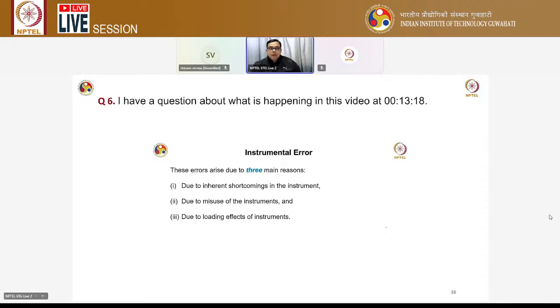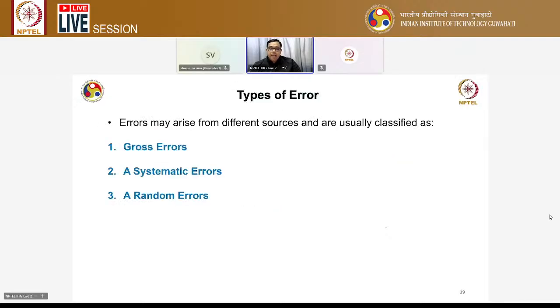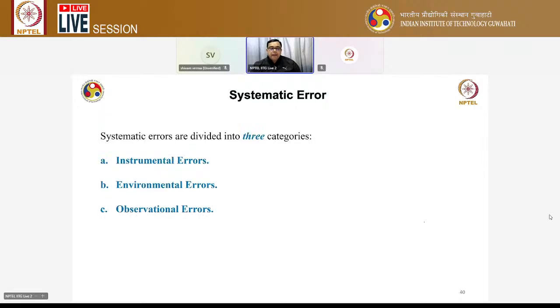Then another question was regarding error, particularly the instrumental error. If you recall, we have seen different types of errors in this course. Errors can be due to different sources, and they are classified under 3 heads: gross error, systematic error, and random error. Gross error we have seen already, and systematic errors can be divided into 3 categories: instrumental error, environmental error, and observational error.